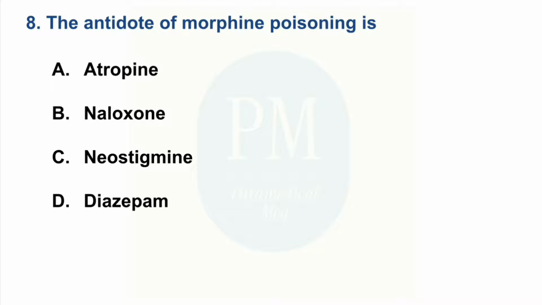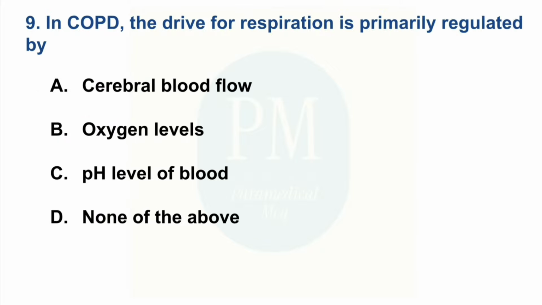The antidote of morphine poisoning is option A. Atropine. Option B. Naloxone. Option C. Neostigmine. Option D. Diazepam. The correct option is option B. Naloxone.